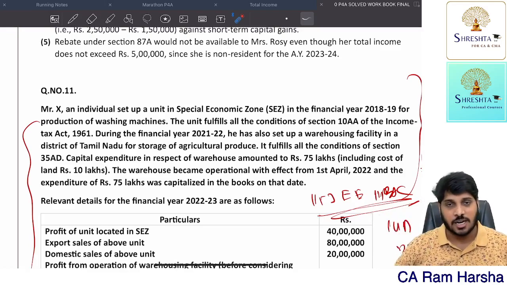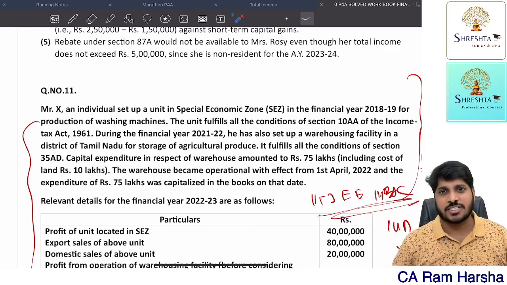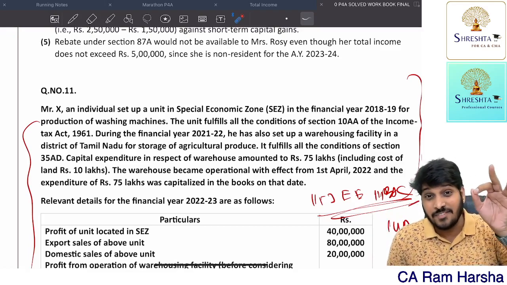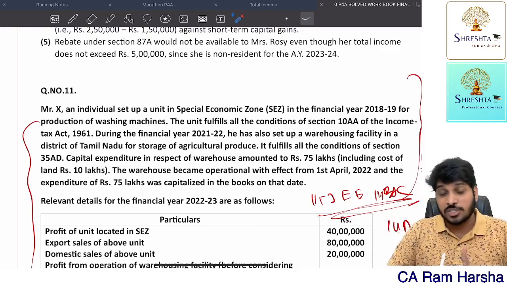The next topic which I will start is residential status. In residential status, many students have confusion on the individual related residential status provision, which I will focus on.